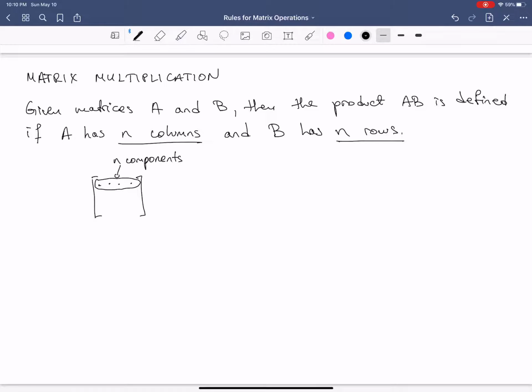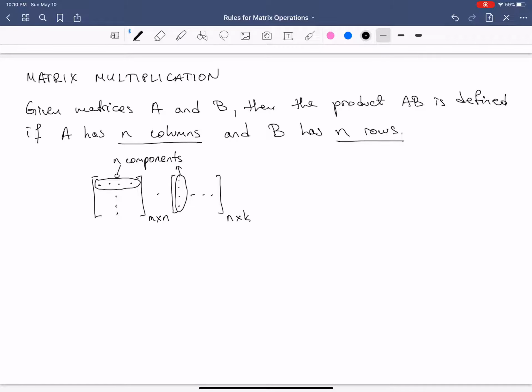Let's say the first matrix is of size m by n. We don't care how many rows it has, but each row has n components. Then the matrix B must have n rows, so this has to be the same, also n components. There can be multiple columns, so this matrix has to be n by, for example, k. M and k could be the same or they could be different, it is not important.